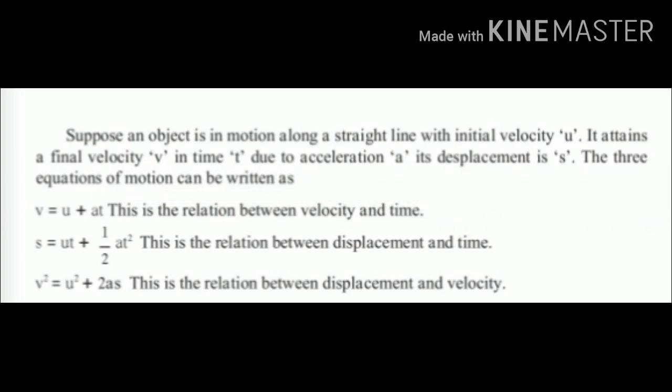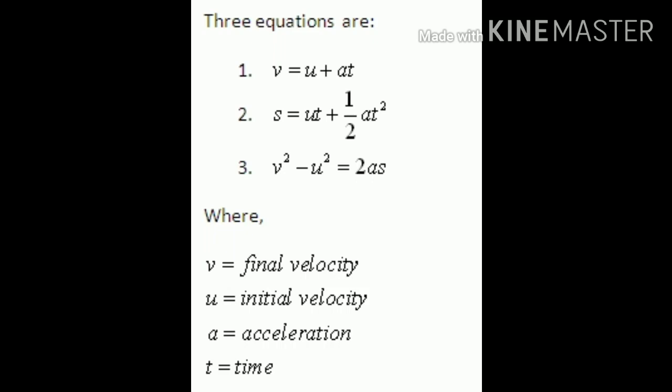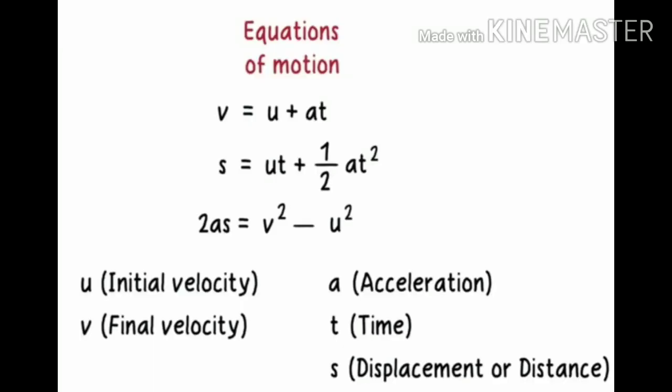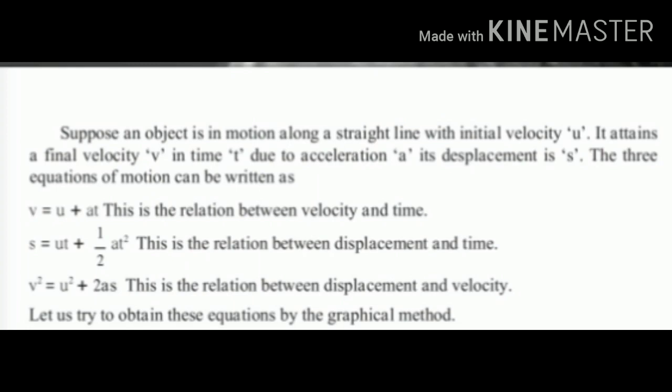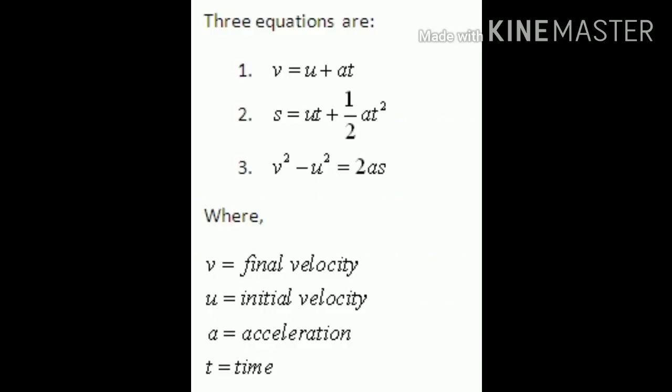The 3 equations of motion can be written as: the first one, v is equal to u plus at. This equation gives the relation between the velocity and time. Second one, s is equal to ut plus half at square. This equation gives the relation between the displacement and time. Third one, v square is equal to u square plus 2as. This is the relation between the displacement and velocity. So, let us try to obtain these equations by the graphical method.